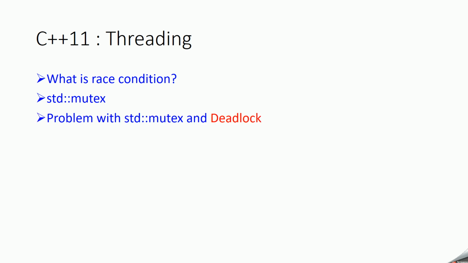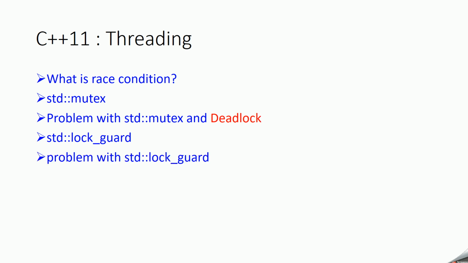Now in this video, we are going to learn about a problem in multi-threading called race condition, and then we'll see how you can solve this race condition with the help of a synchronization mechanism called mutex. Then we'll see what the problems with this mutex are and how it leads to a deadlock situation. Then we'll see how you can solve the problem of mutex with the help of another locking mechanism called lock guard, and then we'll see what the problems with this lock guard are. So now let's begin.